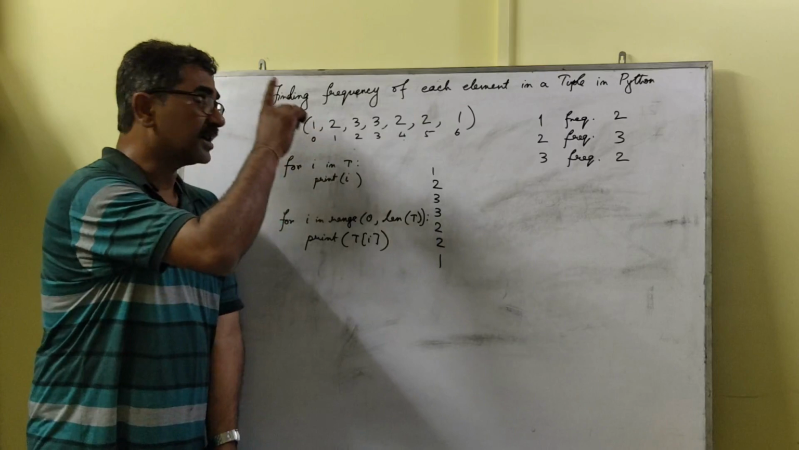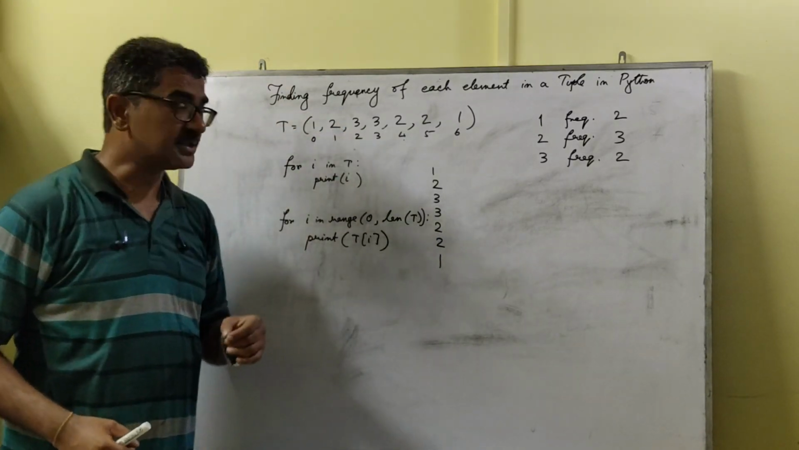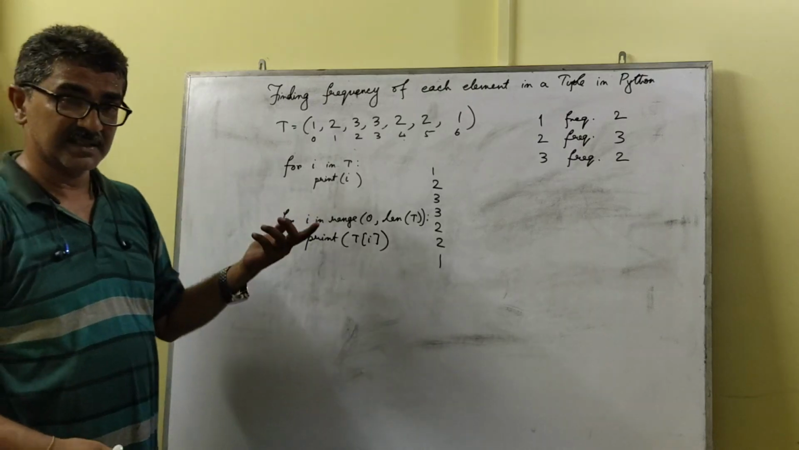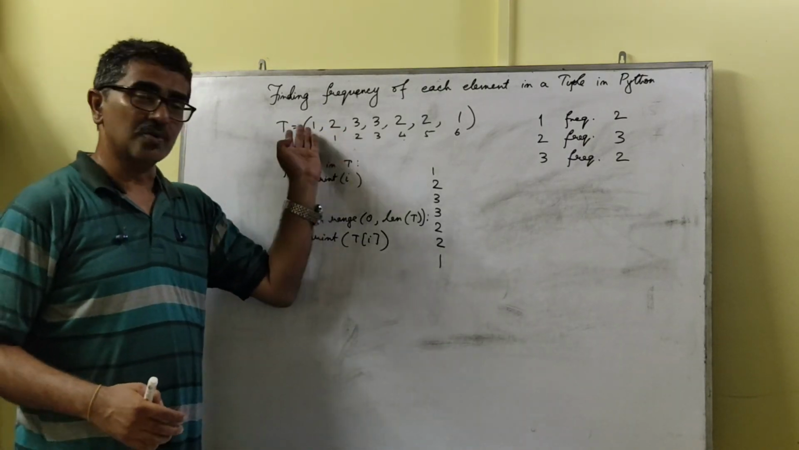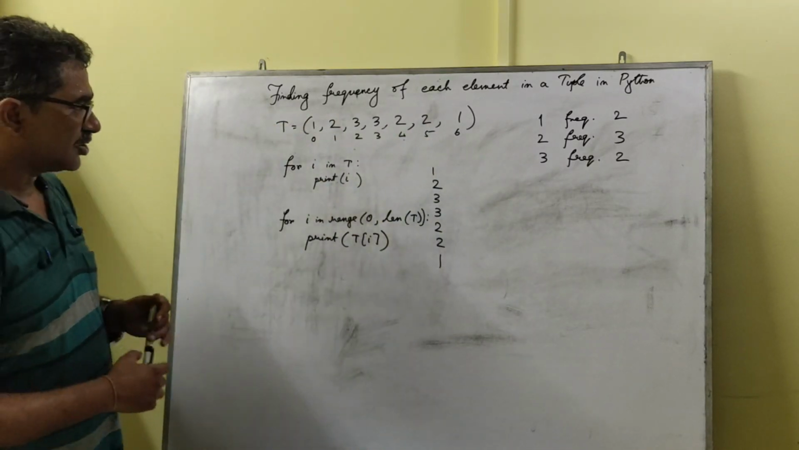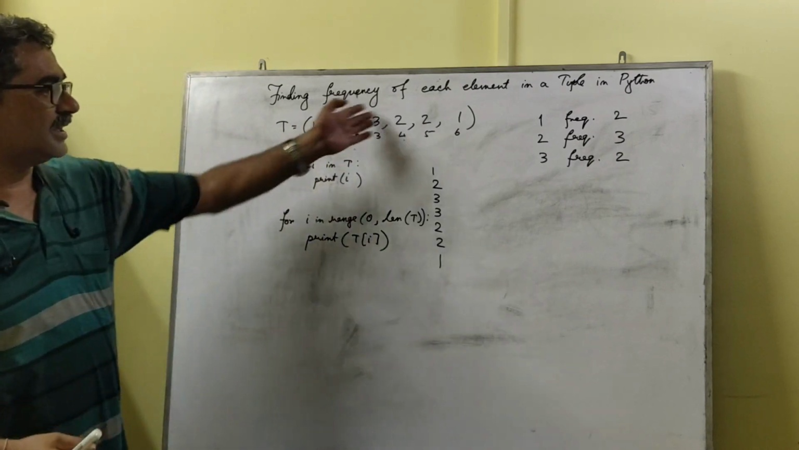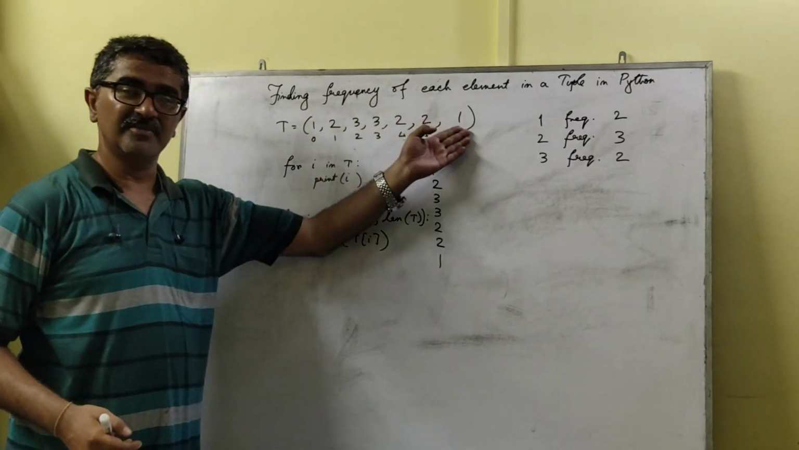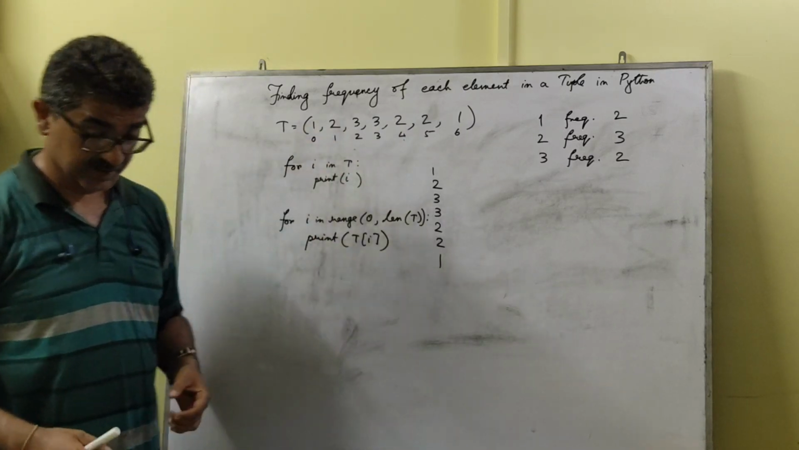After that, I'm going to count how many times 2 is there. After that, I'm going to count how many times 3 is there. After that, nothing, because those are the total number of unique elements inside the tuple T. I should be counting only for 1, 2 and 3, not the remaining elements, because the remaining elements' frequency has already been found when we found the frequency of 1, 2 and 3.